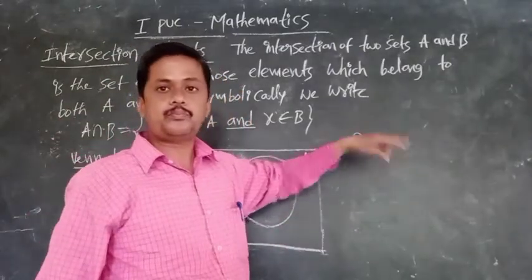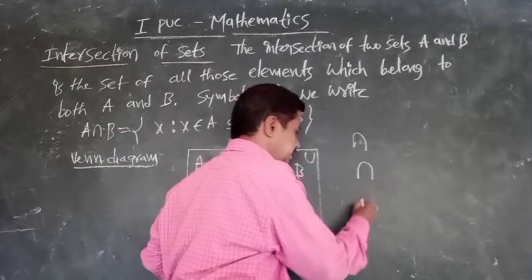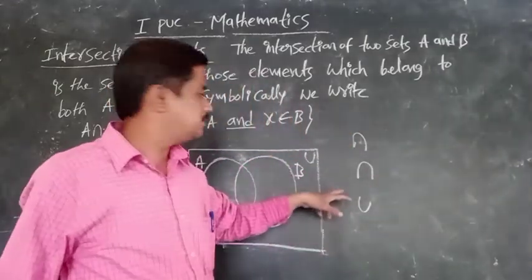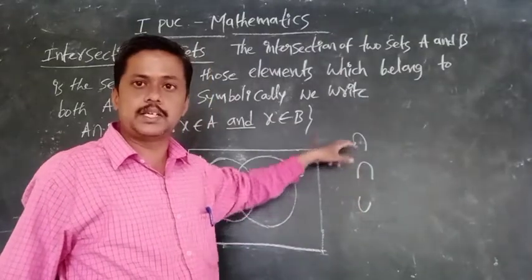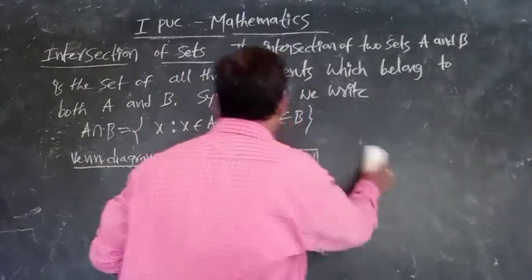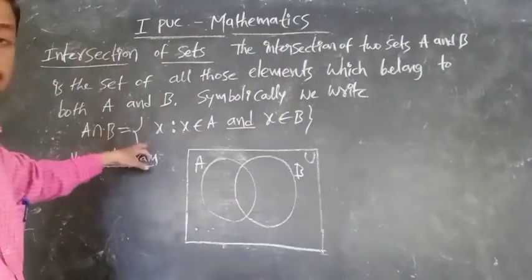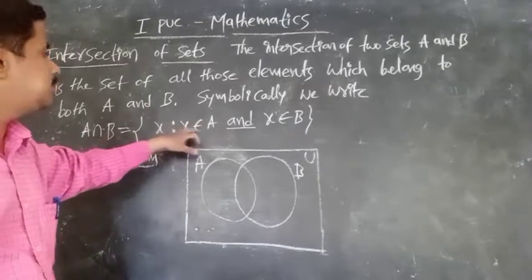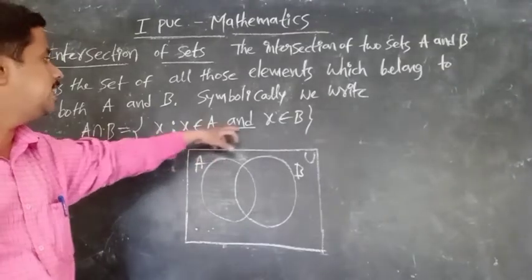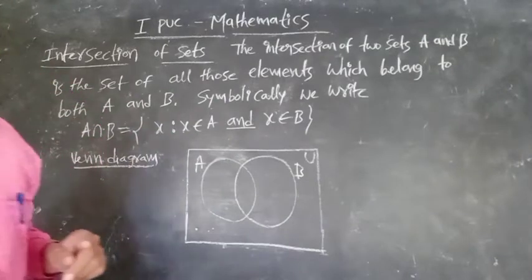This is the intersection symbol, an upside-down U. This is the union symbol, and this is the intersection symbol. A is a set, B is a set. A intersection B is equal to {x such that x belongs to A and x belongs to B}.